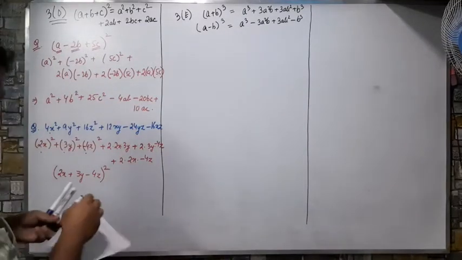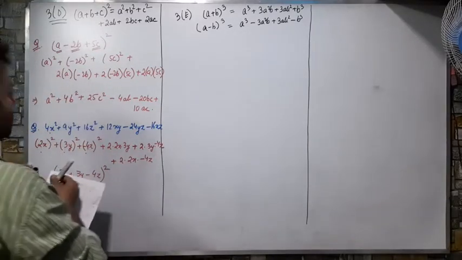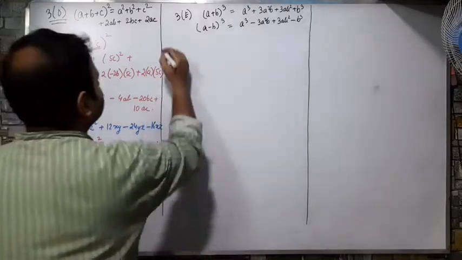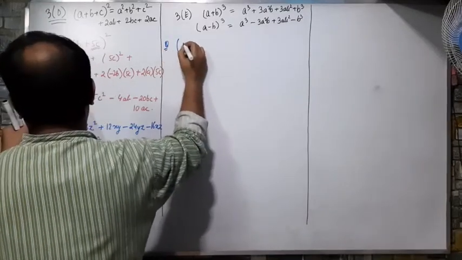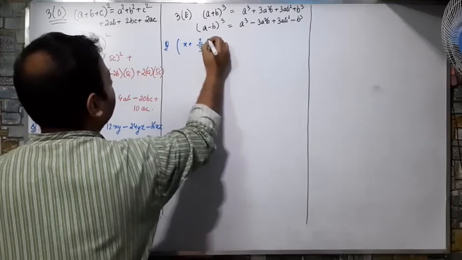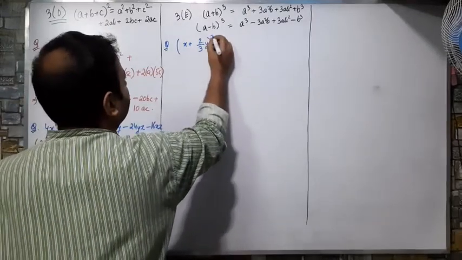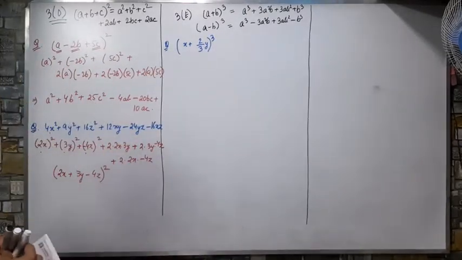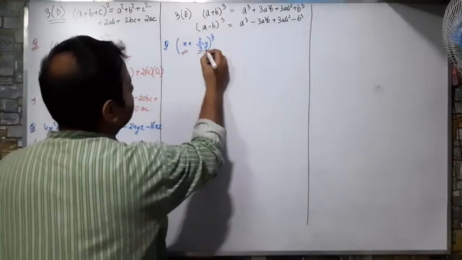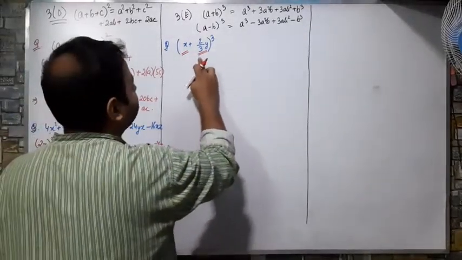Okay, now my questions. How are the questions asked about this? Suppose the first question. Question number 1. You have been asked to solve x plus 2 by 3y the whole square. Sorry, whole cube. So, this x can be termed as a and this term can be termed as b. So I have got a plus b whole cube.